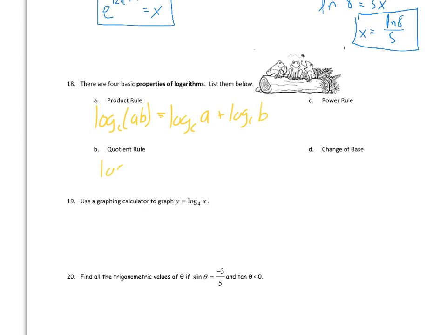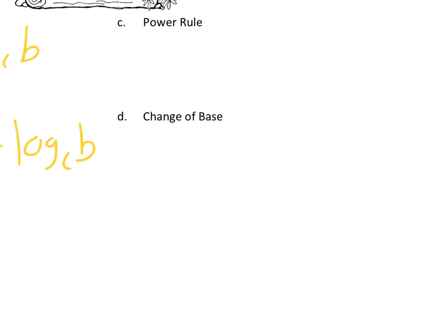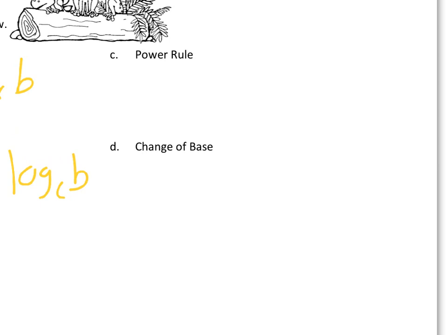Quotient rule is very similar. Log base c of a divided by b is equal to two logs subtracted, so log base c of the numerator minus log base c of your denominator. Power rule: this just says if you're doing log base anything of a number to a power, you can bring that power down in front of the log, so this is the same as n times log base c of a.